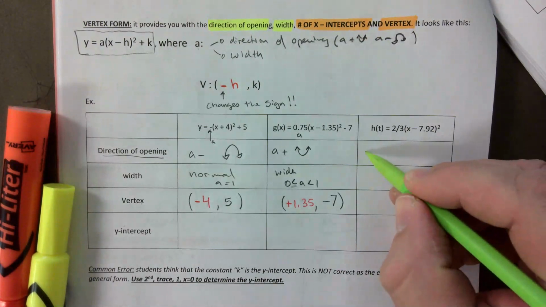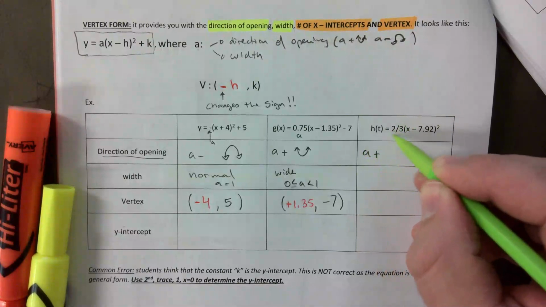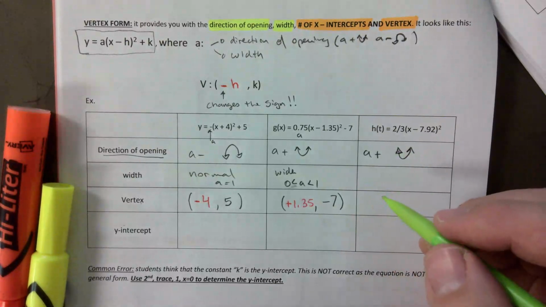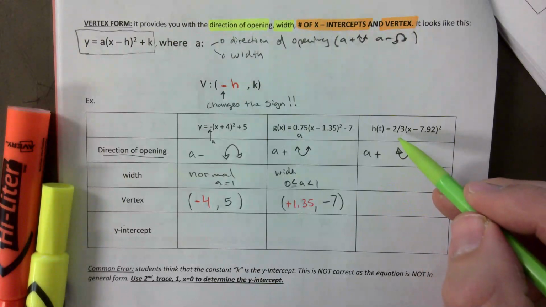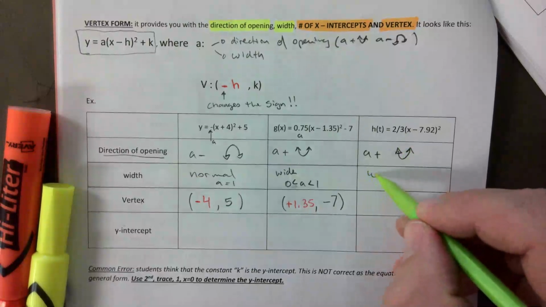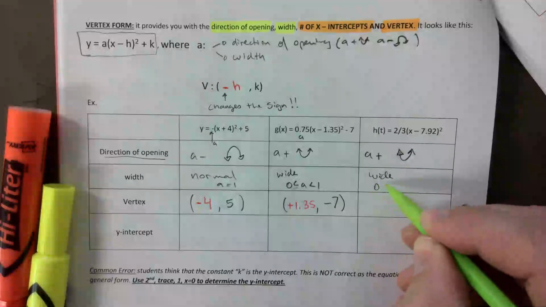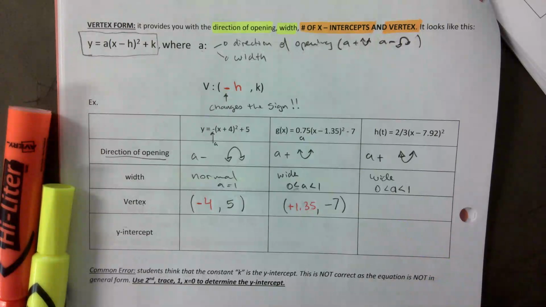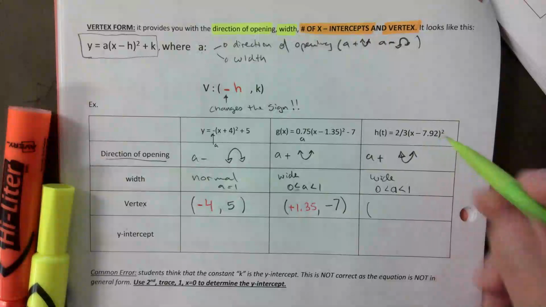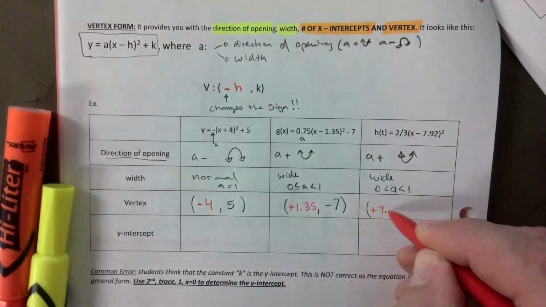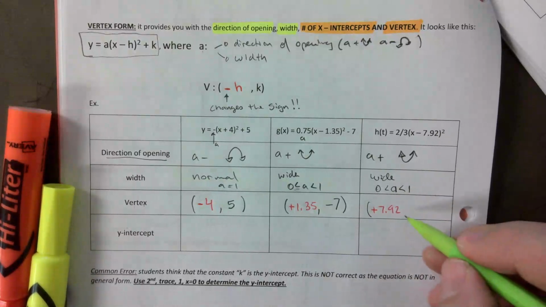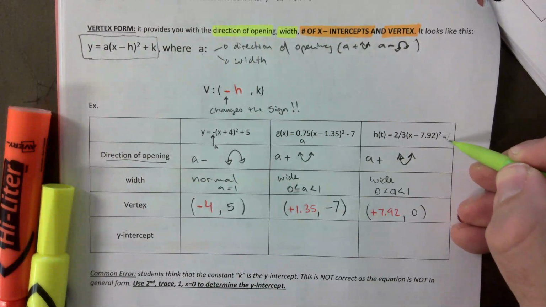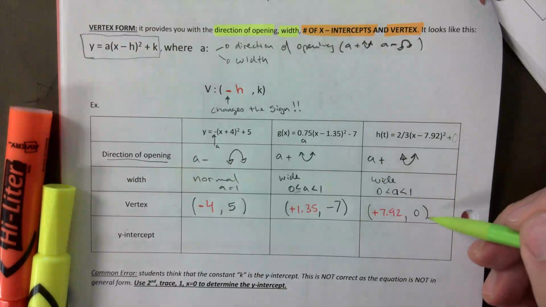Last but not least, this one is going to be pointing up because A is positive. Is this one wide or narrow? 2/3 is 0.6 repeated. So this is wide because A is between 0 and 1. Sorry. Okay. What's the coordinate of the vertex here? 7.92 positive. Yes, it's 0. This is 0 because technically there's a plus 0 here. You can't see it, it's like invisible. But it's 0.